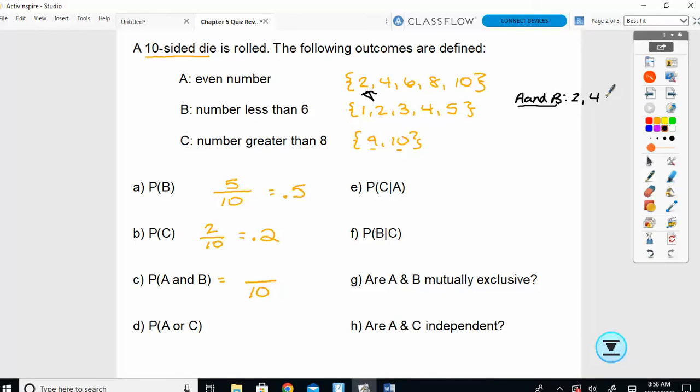Remember, if I drew a diagram, here's set A, here's set B. Which numbers show up in both of them? What's the overlap? There are only 2 numbers out of the 10 total, so we get 0.2.